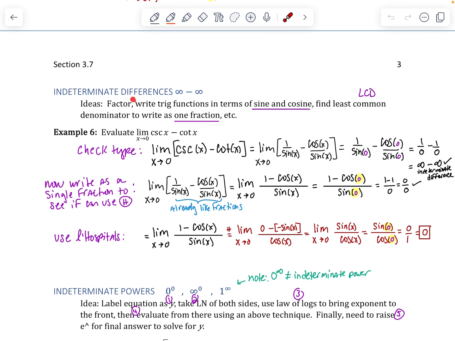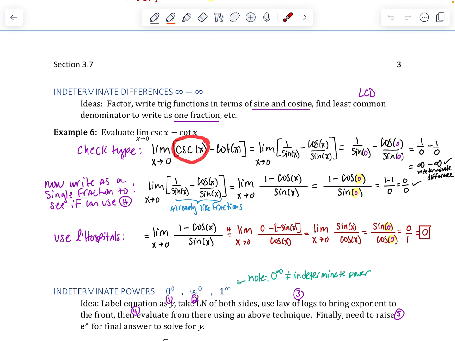So usually what you're going to want to do is factor if there's anything that needs to be factored, specifically writing the function in terms of sine and cosine if it's not already in that form. And then you want to get down to a single fraction, which will usually require an LCD. So for example, I'm asked to evaluate the limit as x goes to 0 of the cosecant of x minus the cotangent. So I've just rewritten the question here.